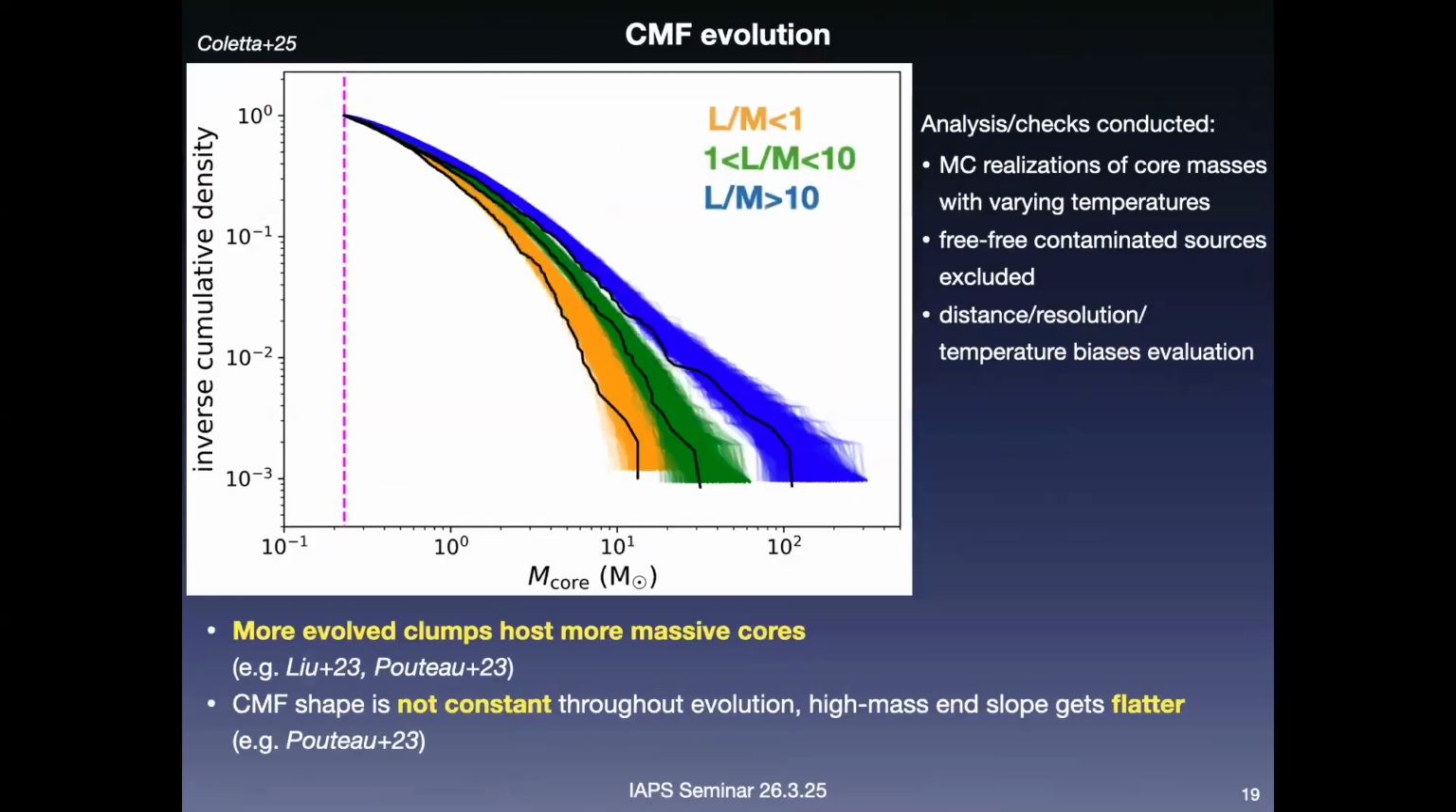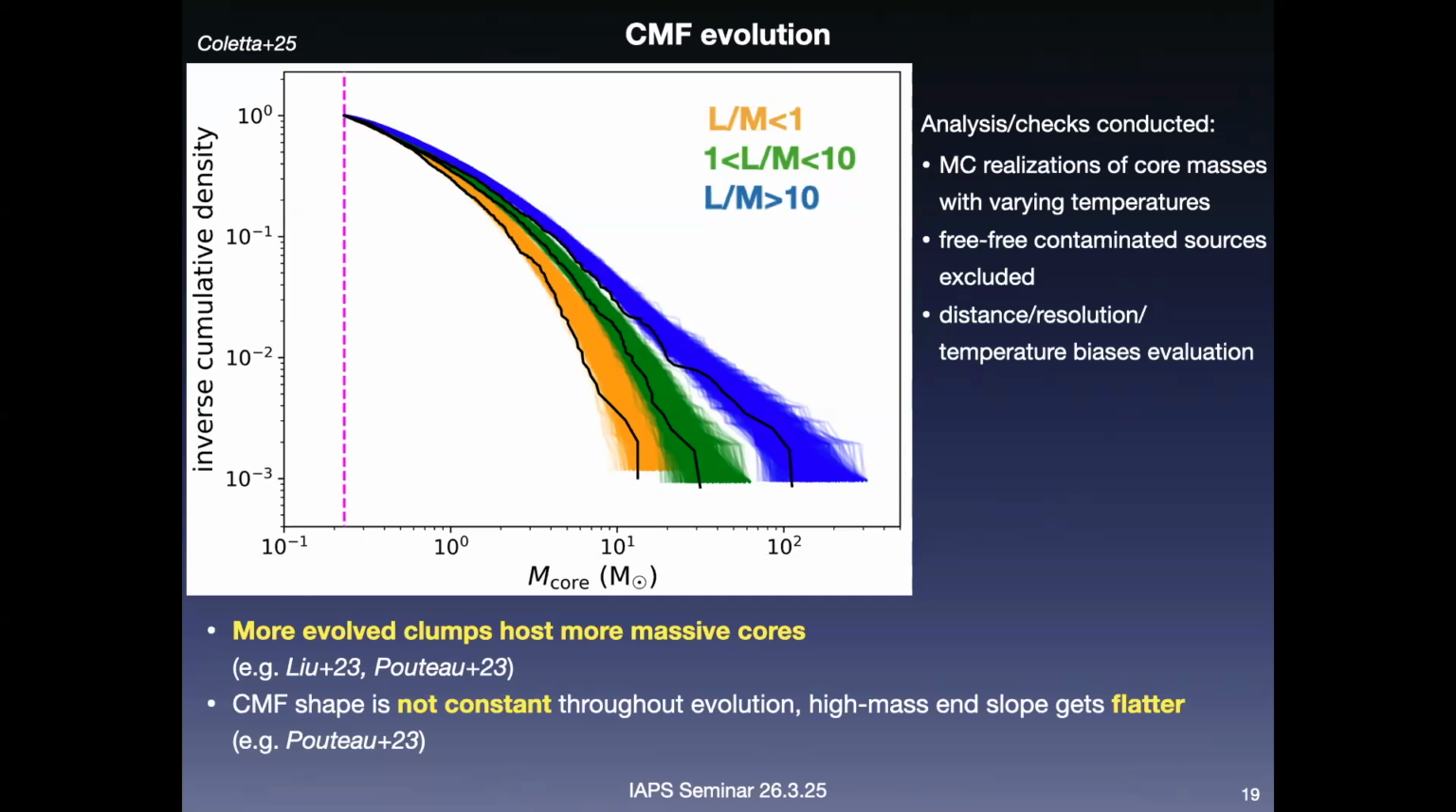Going now to the more physical interpretation of these estimated parameters, an important analysis was to evaluate the evolution of these masses, so how the mass function of the cores changes with evolution, assuming the usual L over M indicator as an evolutionary tracer. We subdivided the core sample into the three evolutionary groups that I already explained: L over M below 1, the intermediate one, and the more evolved ones.